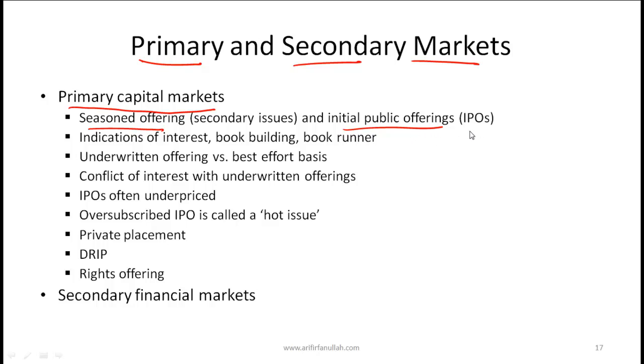So approximately a year ago, a company in Pakistan called Fatima Fertilizer had an IPO. This means that it issued its shares for the very first time and then went public. Now if Fatima Fertilizer issues shares again, then that would be called a seasoned offering or a secondary offering.